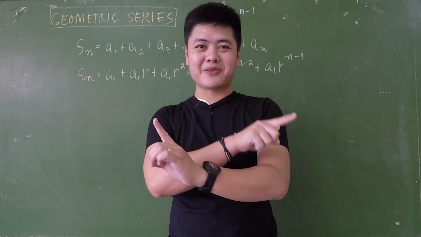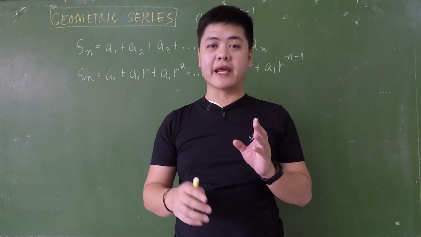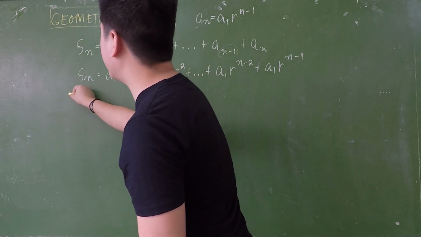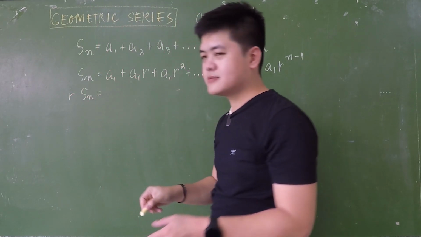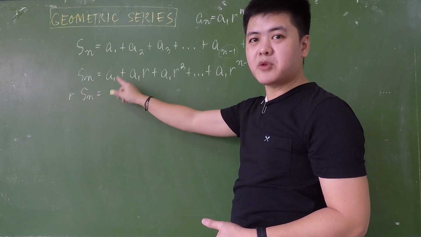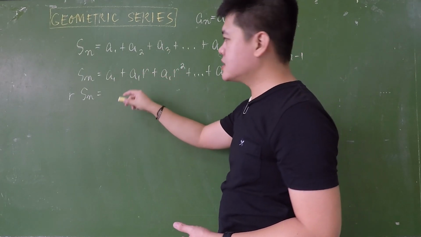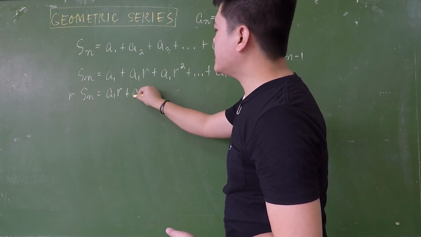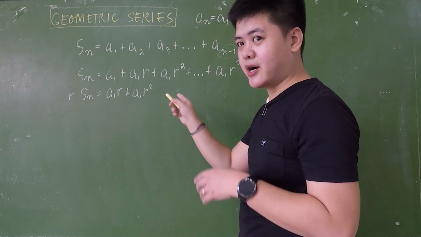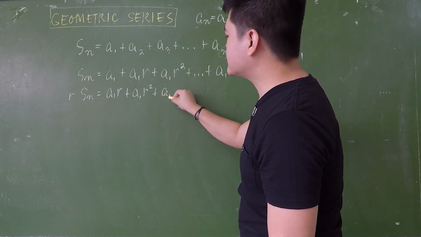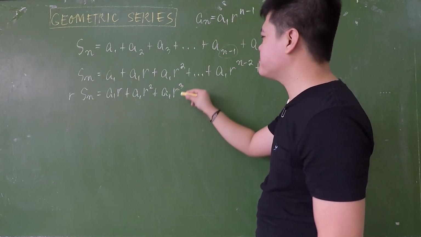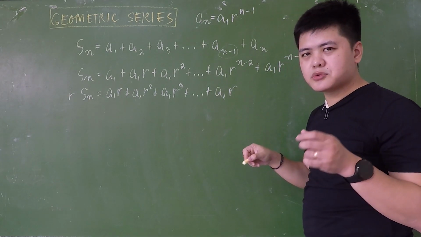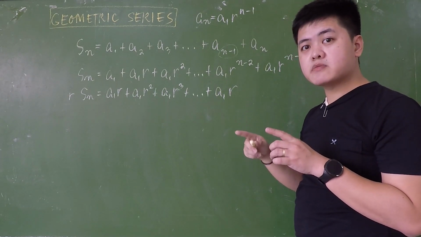So hindi natin iti-twist yung mga terms katulad ng sa arithmetic sequence. Gagawin natin, i-multiply natin lahat sa r. So if you multiply everything by r, this will become r S sub n. Your a sub 1 will become a sub 1 times r, plus a sub 1 r squared, plus a sub 1 r cubed, plus, and this will become a sub 1 r raised to n minus 2 times r.